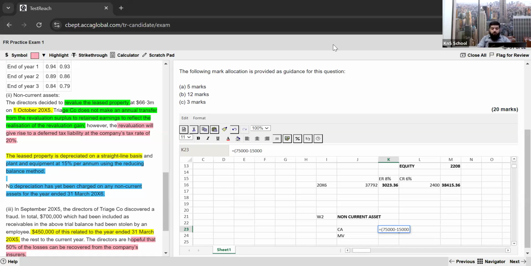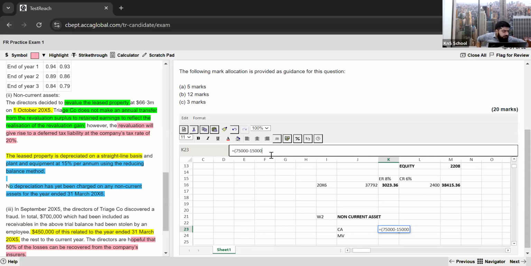Good. Okay. So straight line method is being used, and cost minus accumulated depreciation, that is 15,000, but here we have calculated the carrying amount at the start of the year. We need to calculate the carrying amount at the mid of the year on 1st October. So we need to calculate the depreciation for 6 months. Any one of you, please calculate it and do let me know.